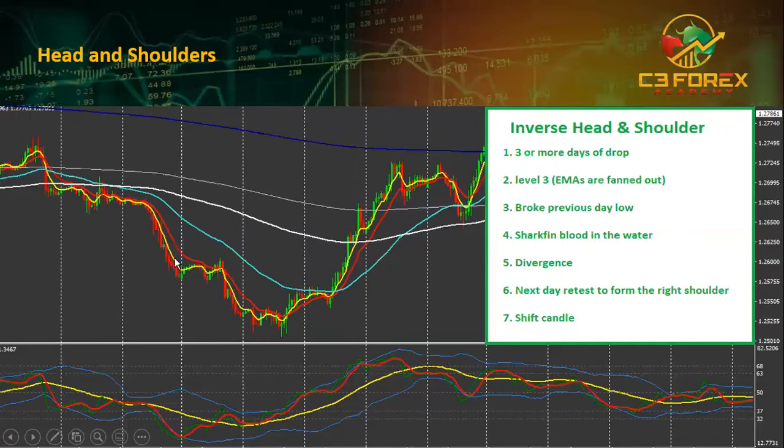You got your left shoulder right here. Price came down, closed right here. You have your head. Price broke the low of your left shoulder, giving you your head. Rose, pulled back, did not break the low of your peak formation down here, giving you your right shoulder, and then took off. All right.